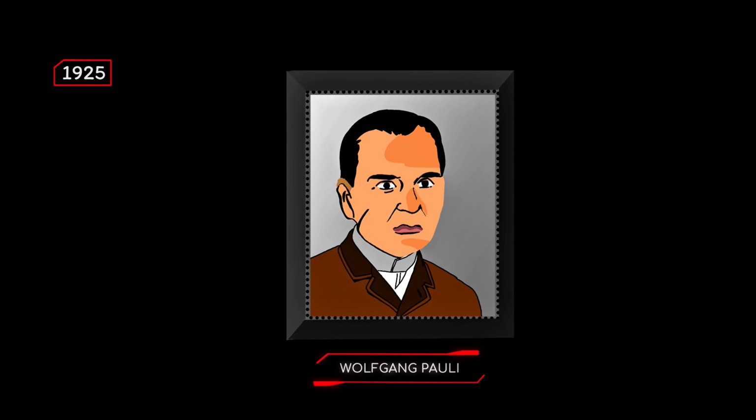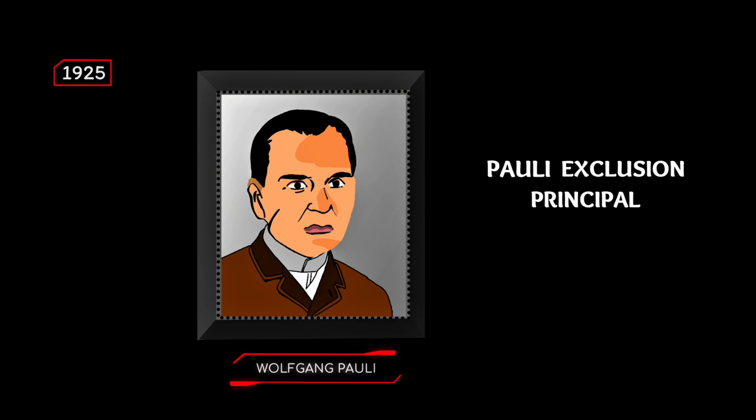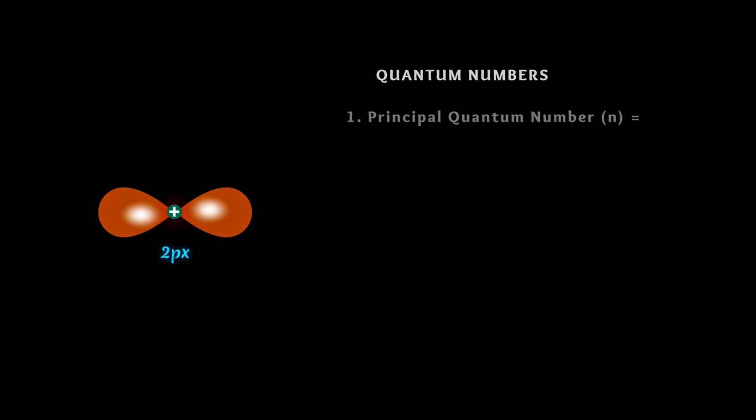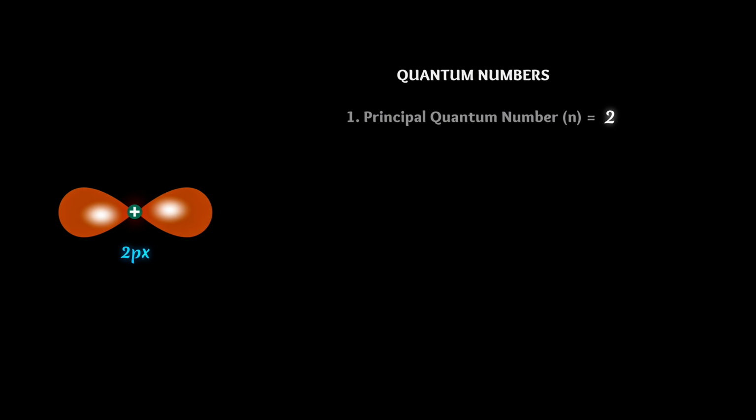In 1925, Wolfgang Pauli proposed the Pauli exclusion principle, which states that no 2 electrons in an atom can have the same quantum state or quantum numbers. For example, consider the 2px orbital. The first quantum number is the principal quantum number. n is equal to 2.